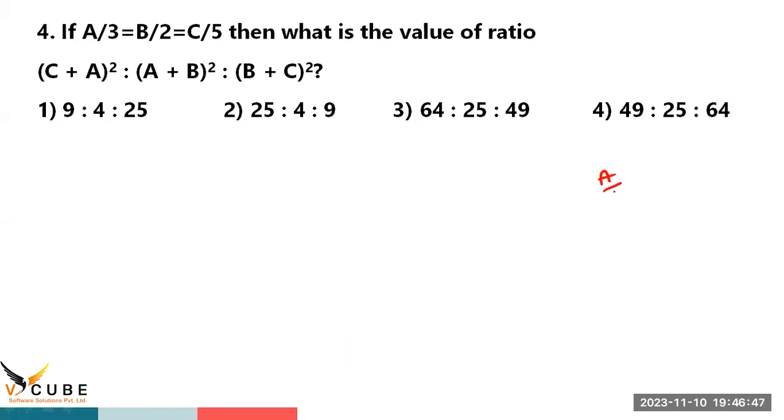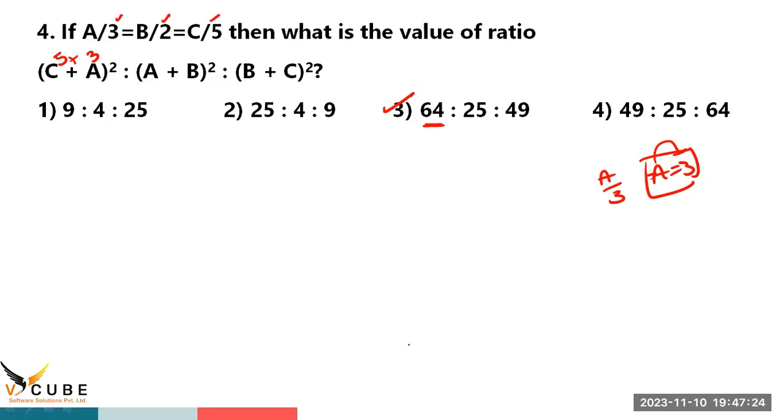Listen, a by 3, so a is equal to 3, right? Yes or no? After that, what is the a value? 3. Okay, so the a value is 3, the b value is 2, the c value is 5. Directly substitute the values. What is c? 5. What is a? 3. 5 plus 3 is 8. 8 square is 64. Go through option verification: only the first place has 64 as an option. That's why option 3 is the right answer.